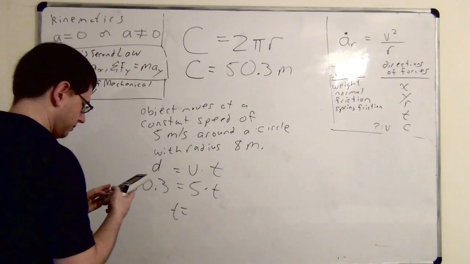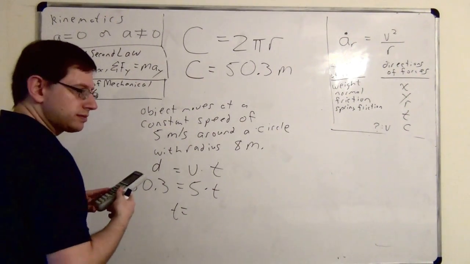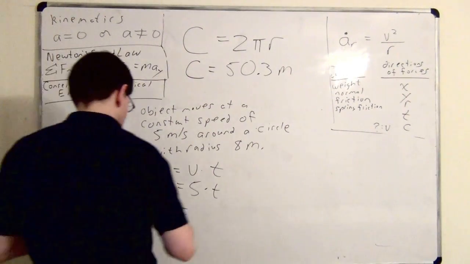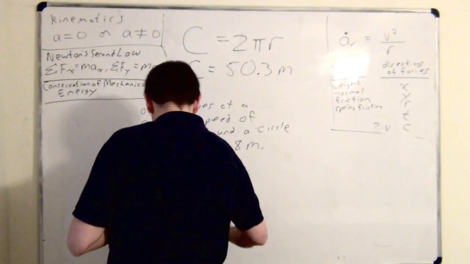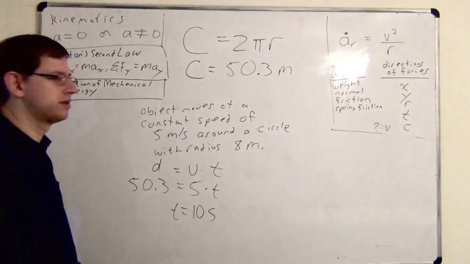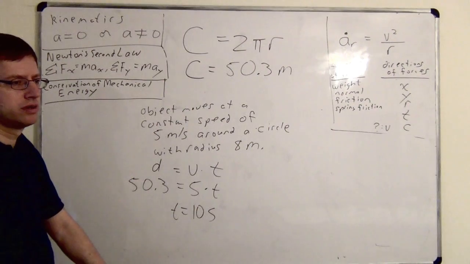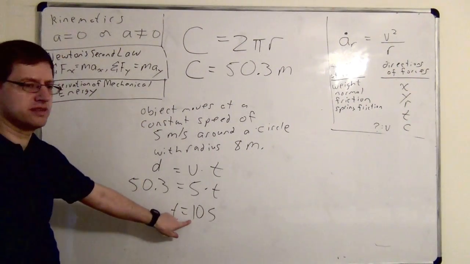So 10. All right, I'll round that to 10 seconds. How do you interpret this number? 10 seconds to do what? To complete the whole circle. 10 seconds for one circle.